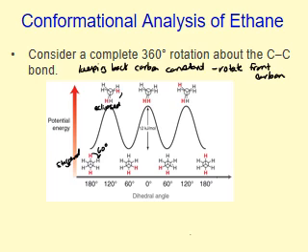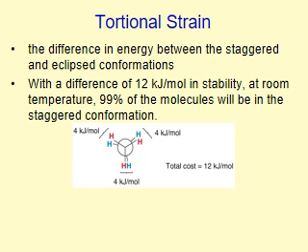We rotate it another 60 degrees, we go to a different staggered conformation, but it has the same energy as the first one. Then rotate it again, go to an eclipsed, etc. And we can see that the energy difference between these two is 12 kilojoules per mole. That difference in energy between the staggered and the eclipsed conformation is referred to as torsional strain, or strain associated with twisting or rotating around that bond.